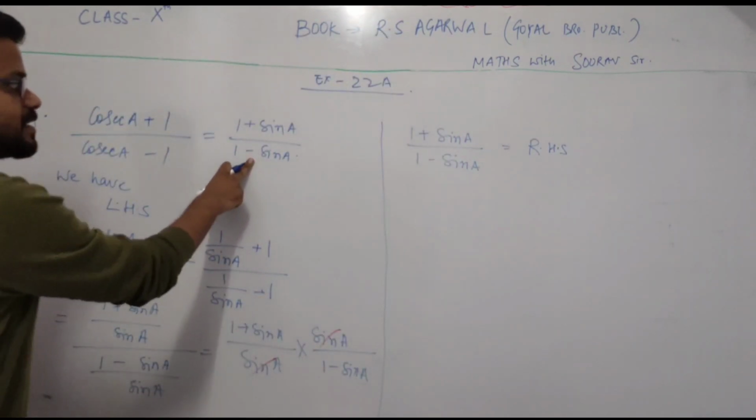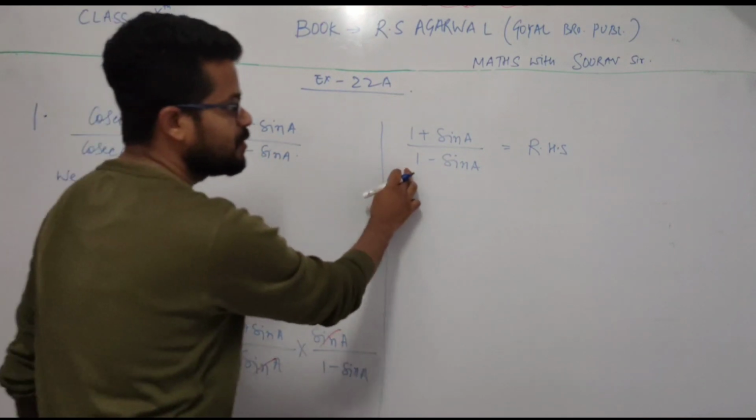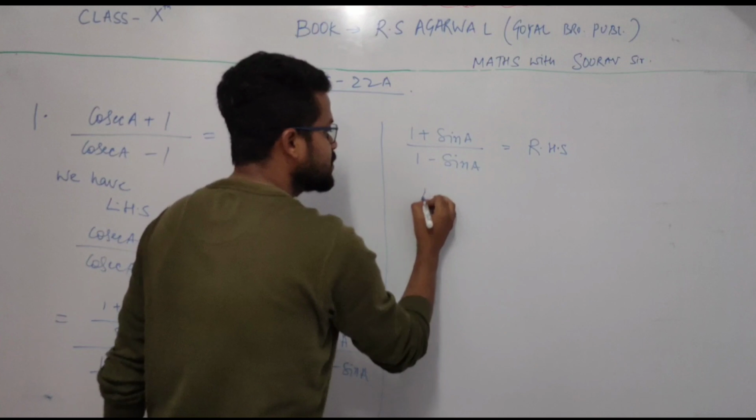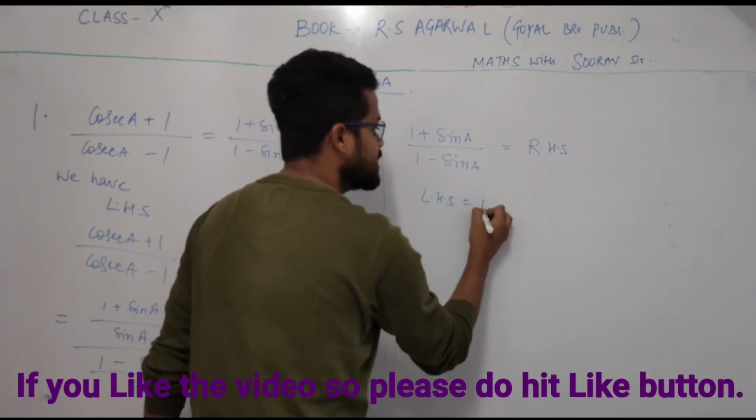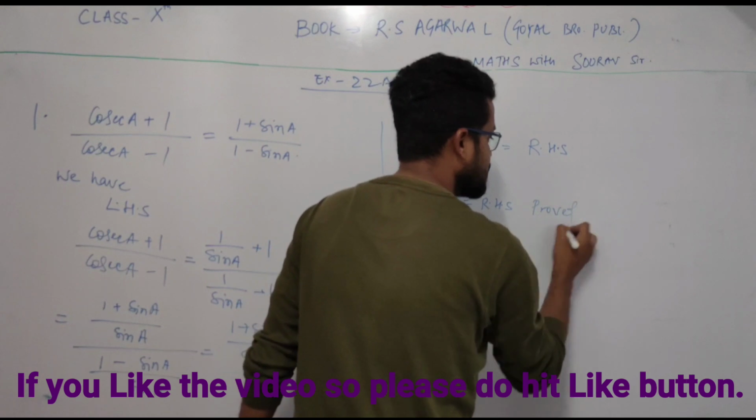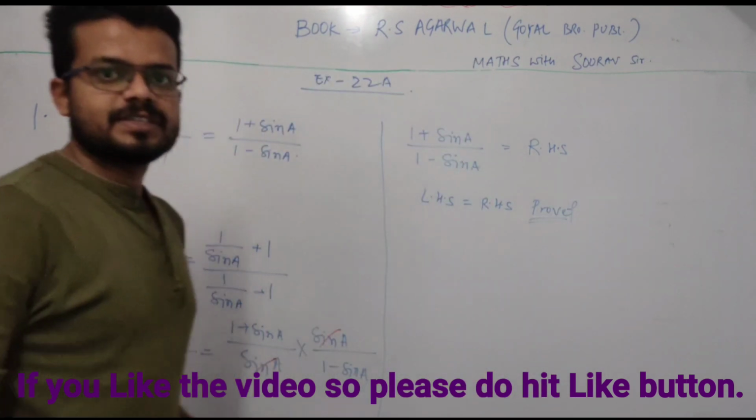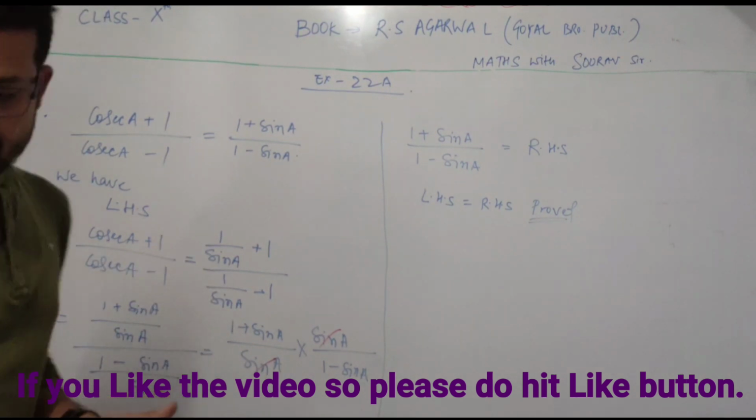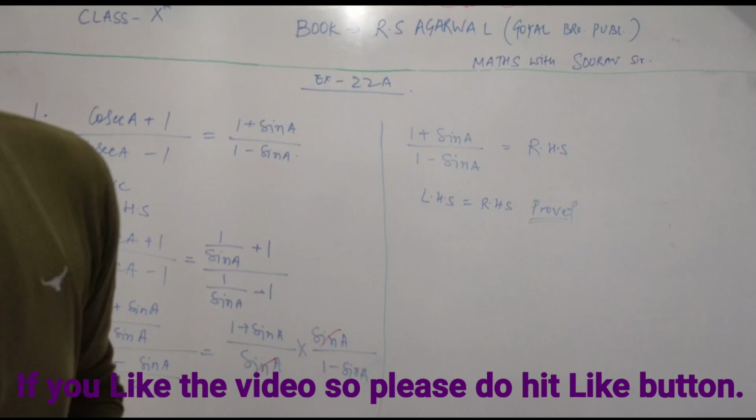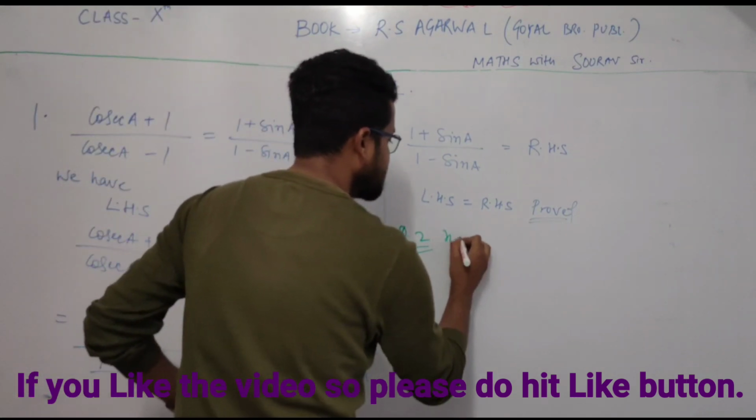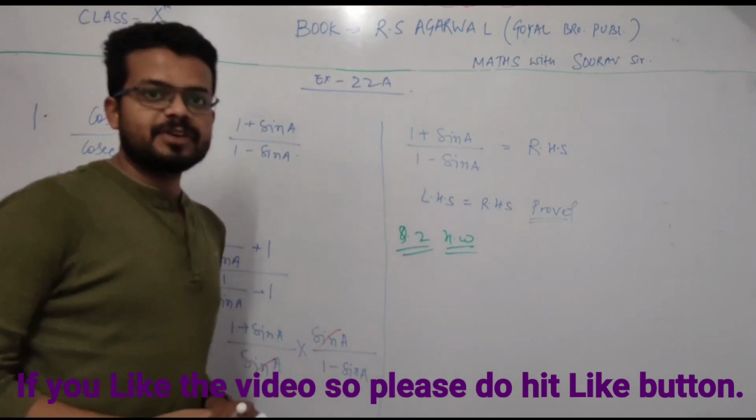So here we had to prove this, and we have shown LHS equals RHS. This is the procedure. This is question number 1, and similarly question number 2 is your homework. You will do it at home.